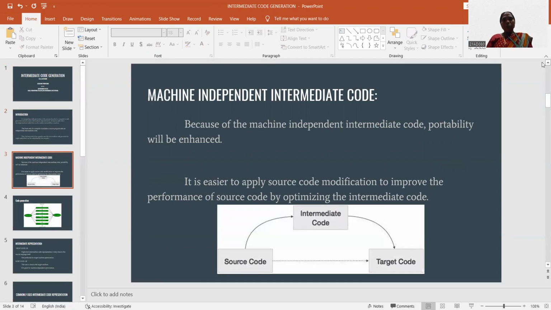Now, let us see what is machine independent intermediate code. Because of the machine independent intermediate code, portability will be enhanced. It is easier to apply source code modification to improve the performance of the source code by optimizing the intermediate code. So we have the source code, target code, and in between is the intermediate code.